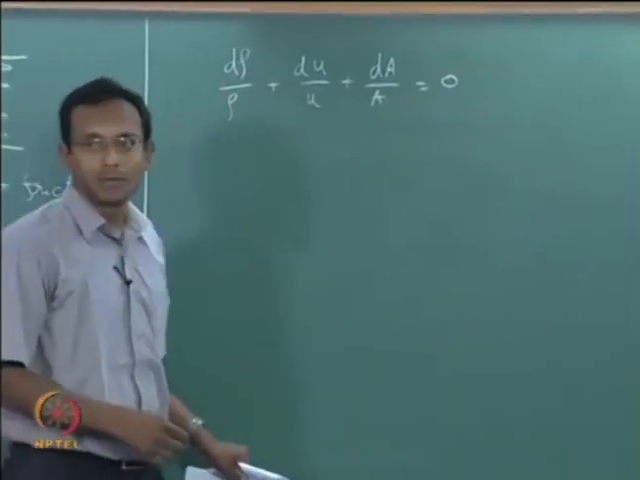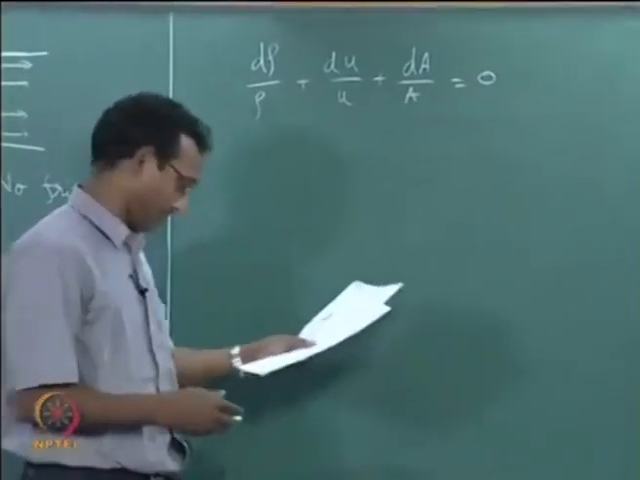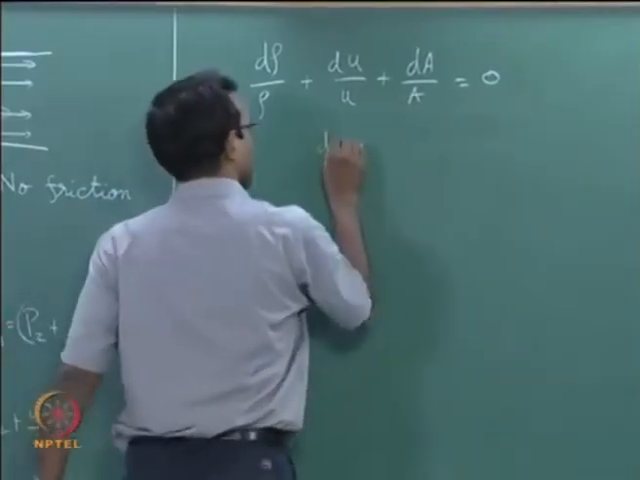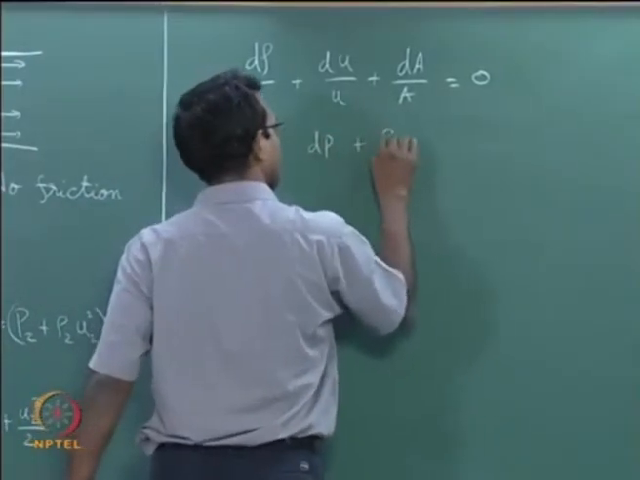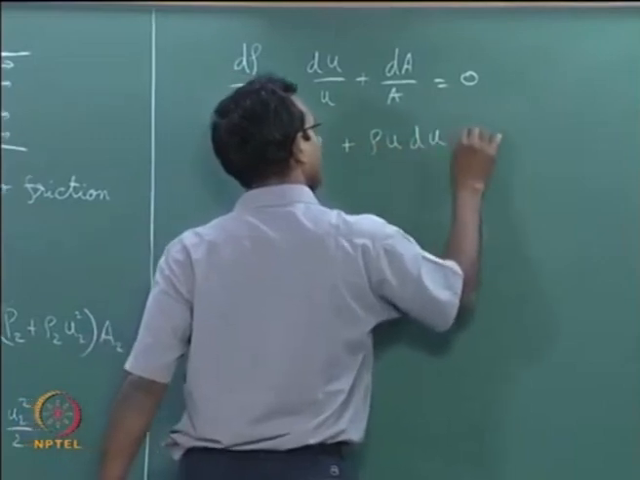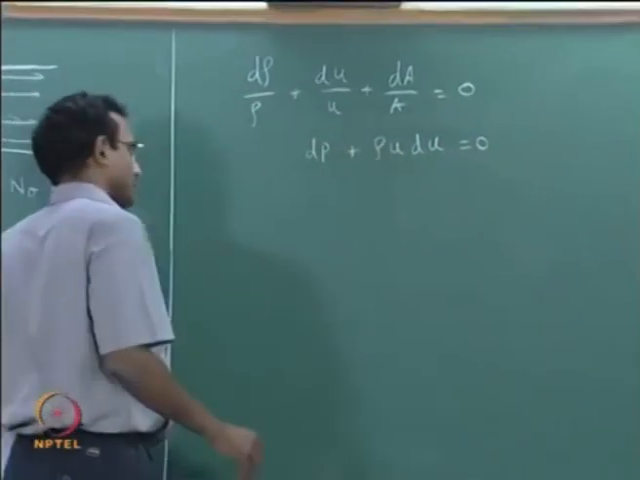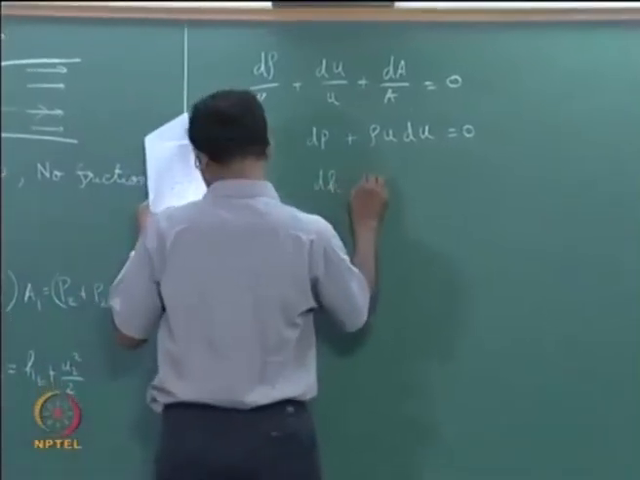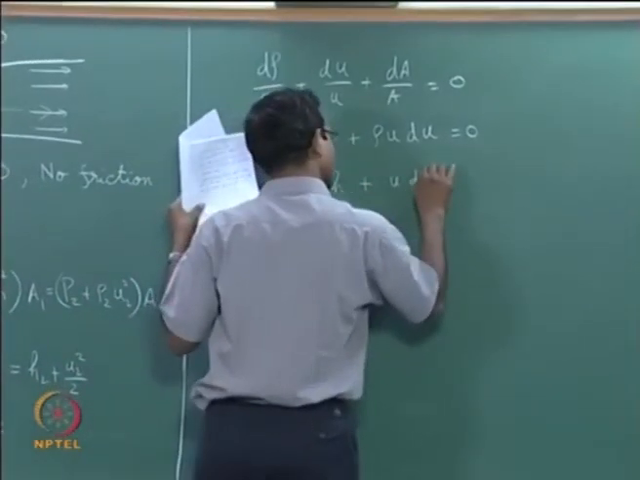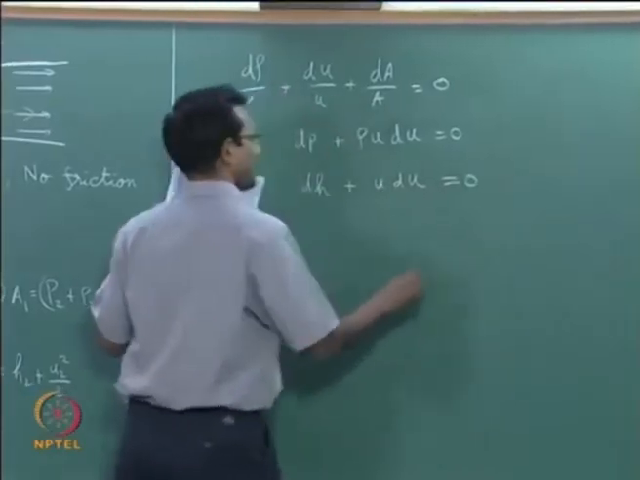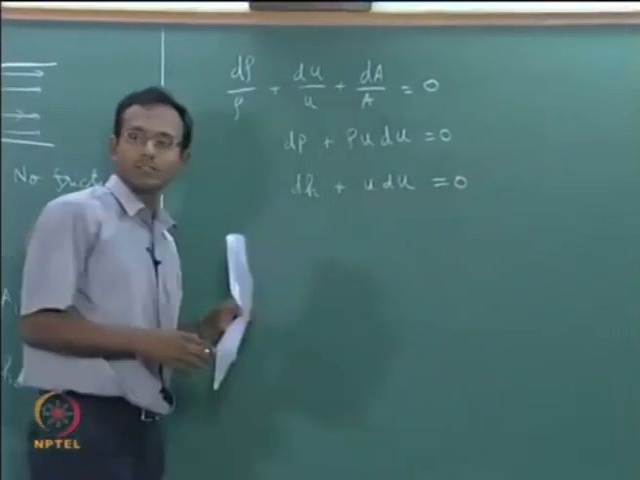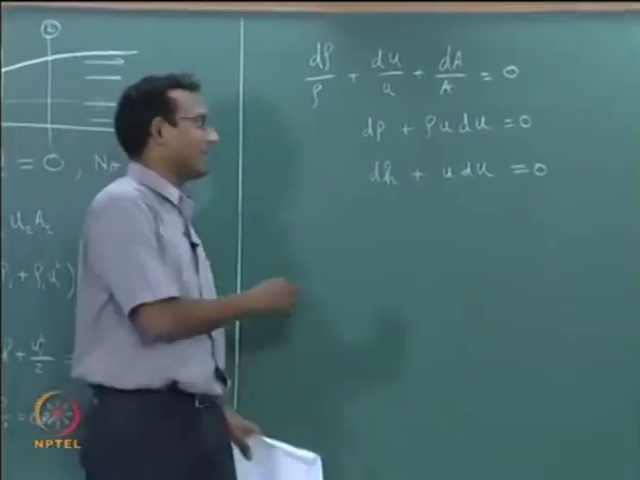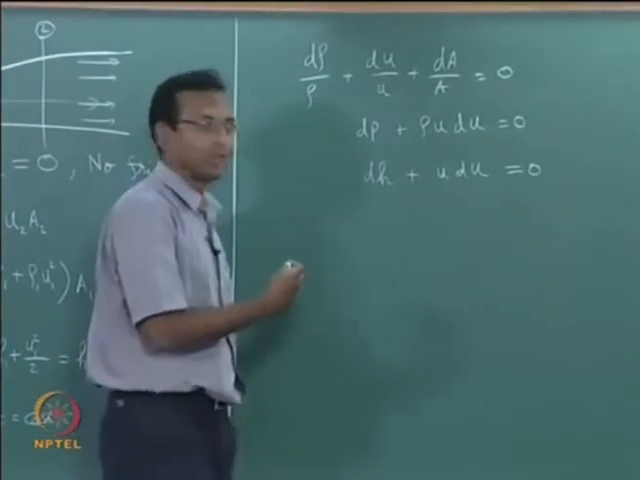This was our mass equation in differential form, and we had this, and this: mass, momentum and energy equations. We had different forms. And I wanted to write the isentropic relation in this form. How will I write that?